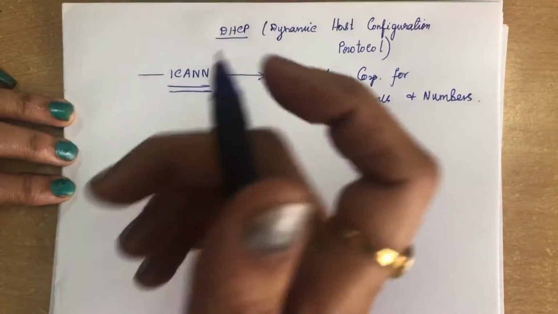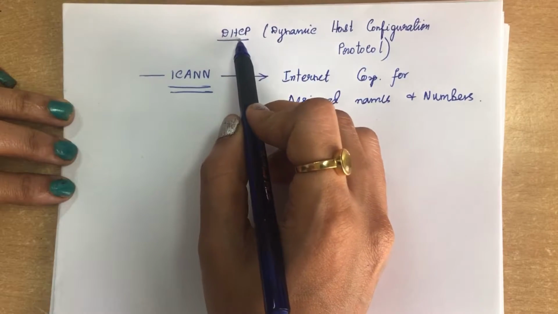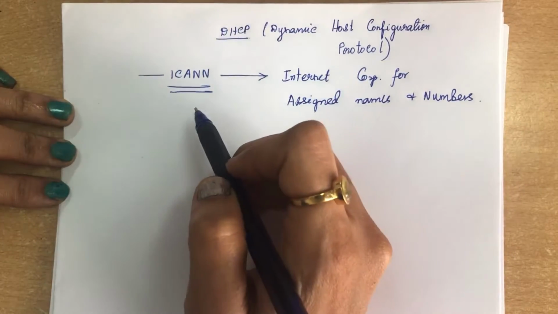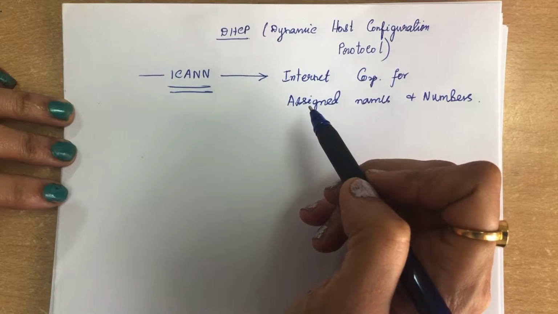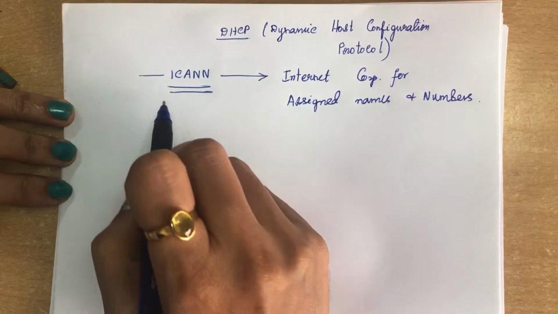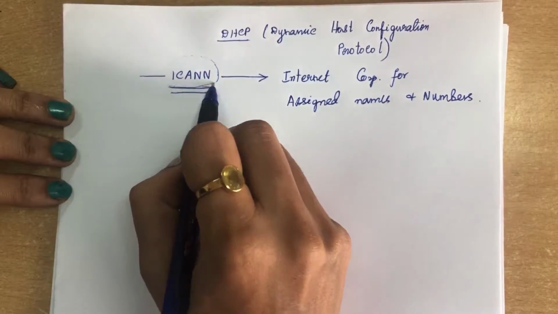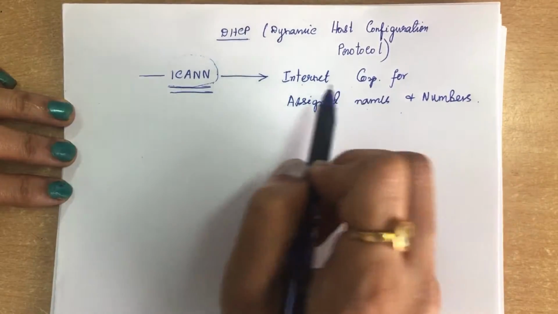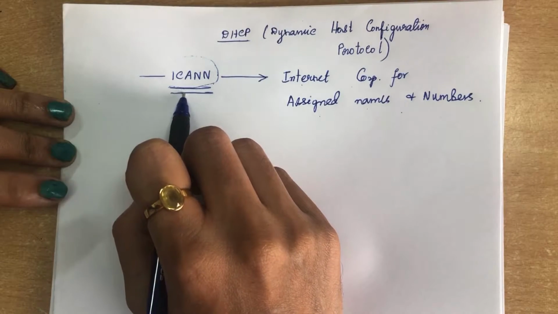Hi everyone. Today we are going to see a new topic called DHCP, that is Dynamic Host Configuration Protocol. Usually a large organization will receive a block of addresses when they want to connect to the internet. They will receive this block from an organization called ICANN, that is Internet Corporation for Assigned Names and Numbers. This is a common global society which will provide IP addresses to any organization.